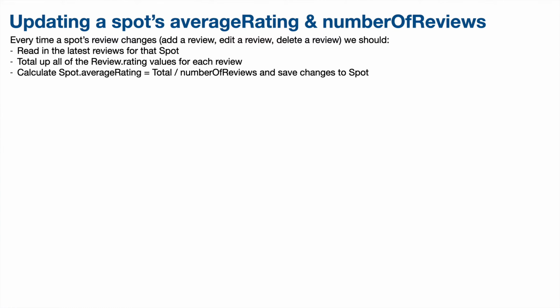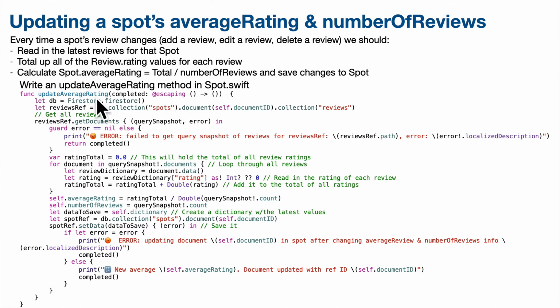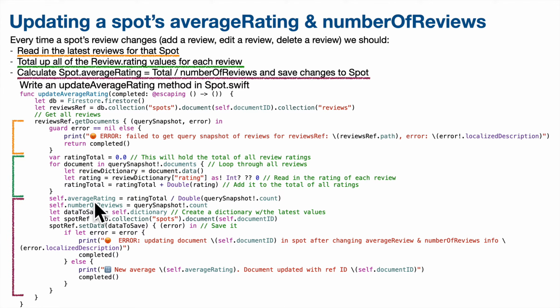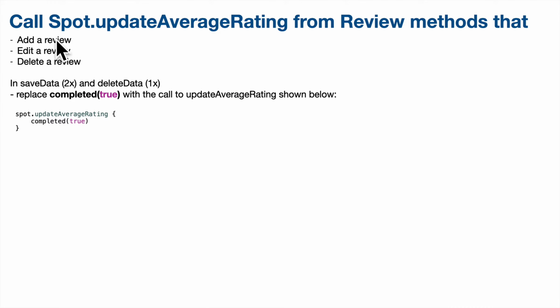In our Spot class, we'll put in a new function. We'll call it updateAverageRating. And in order to update the average rating, we'll read in all of the review documents for that spot, we'll total up the rating properties for all of these reviews, we'll calculate the average rating, and we'll save both the average rating and the number of reviews to our spot document. Then we can call this updateAverageRating function whenever we've successfully added, updated, or deleted a review document.